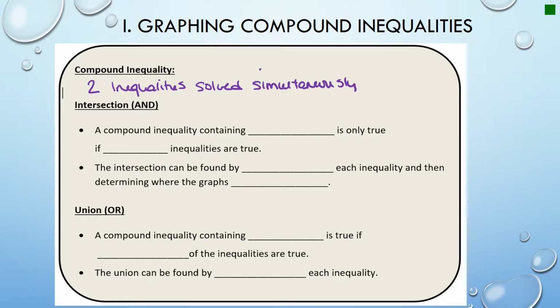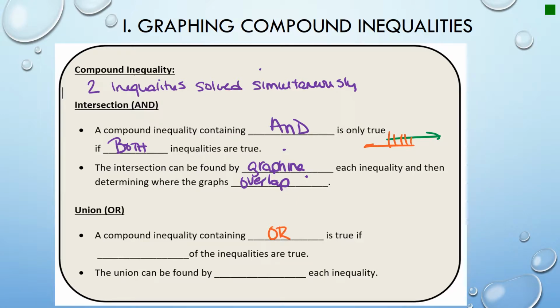A compound inequality containing and is only true if both inequalities are true. The intersection can be found by graphing each inequality and then determining where the graphs overlap. So remember, that has to satisfy both. That's where if you've got a green going this way and an orange going this way, where do they both overlap?